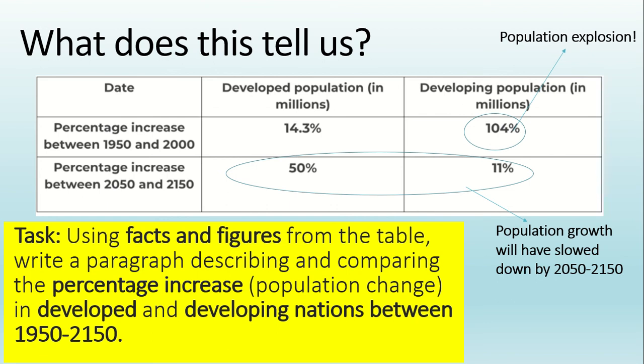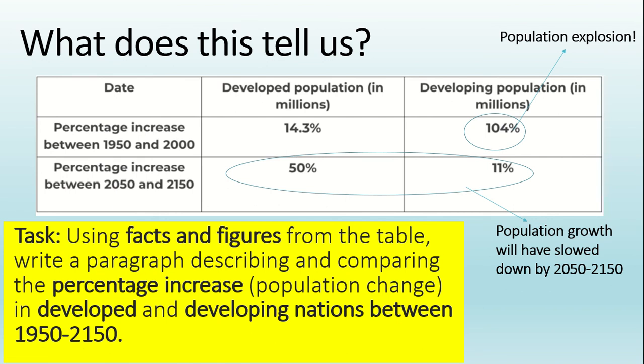So this is your task. Using facts and figures from the table, this table here, write a paragraph describing and comparing the percentage increase, that's population change, in developed and developing nations between 1950 and 2150. So that's a long way to write it. But what I'm asking you is, tell me what the table is telling us.